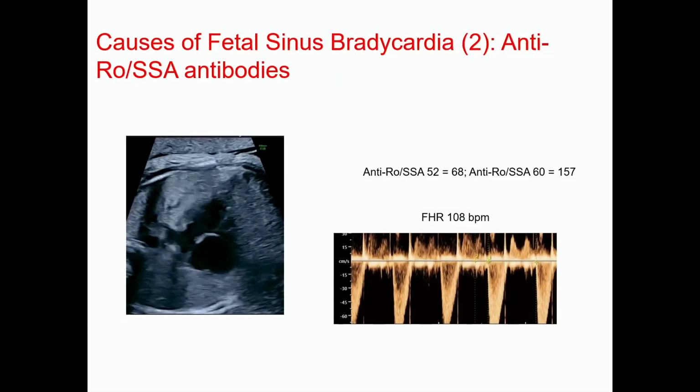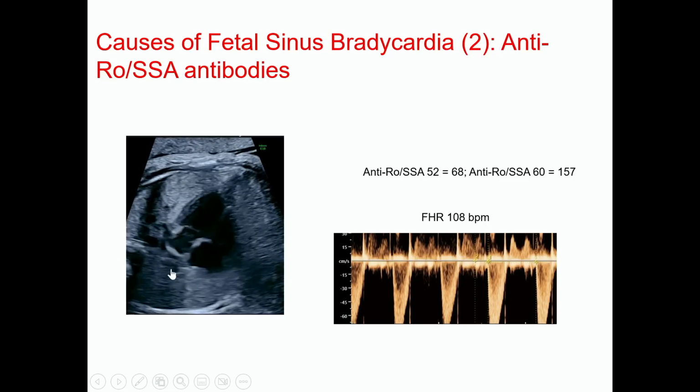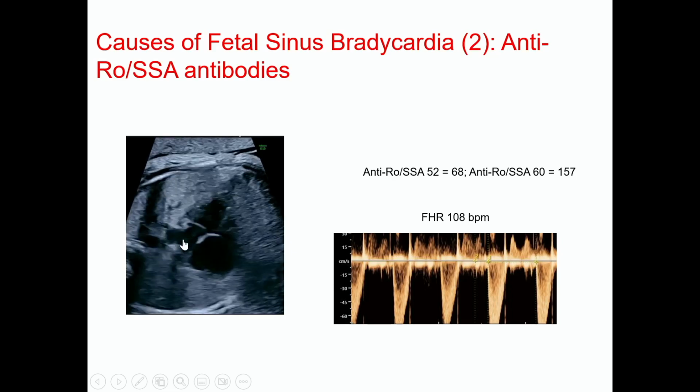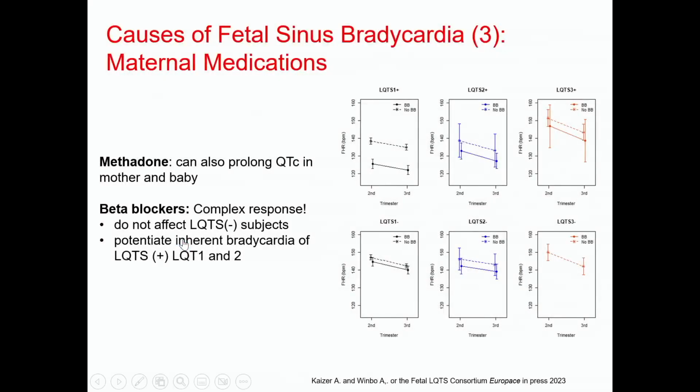So another cause of fetal sinus bradycardia are the SSA anti-Ro antibodies, and you can see nicely that this patient has a sinus bradycardia, but what's noteworthy is the thickening and hypertrophy and brightness, the endocardial fibroelastosis, around the right atrium in this fetus. And that's what gave us the clue that this mother probably had the antibodies, and those were checked.